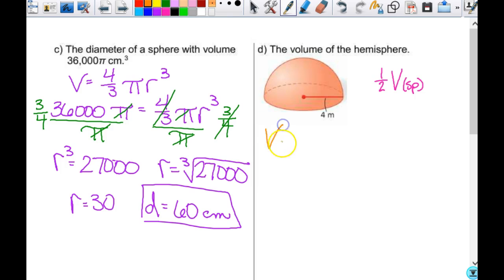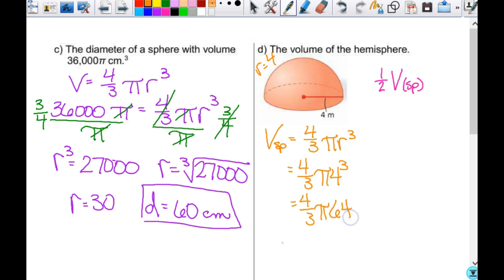So my volume of the sphere is 4/3 pi r cubed, right? So that's 4/3 times pi. What's the radius? 4. So 4/3 pi times, what's 4 cubed? 64, good. So then the volume of the sphere, I don't know, what do I write down for that?